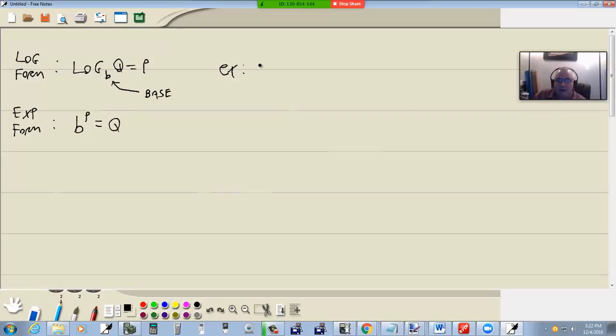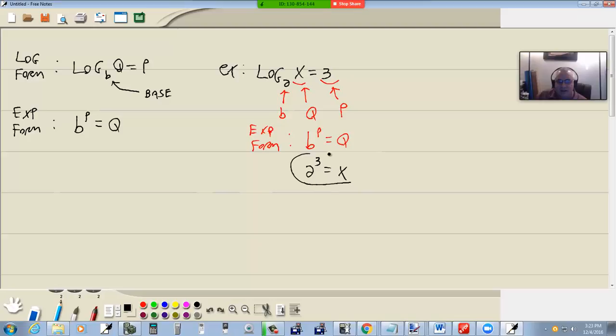Example. If you got log base 2 of x is equal to 3, well, first thing you want to do is identify your b, p, and q. b is whatever number follows your log, that's smaller and set down. And then what follows that is your q, whatever might be there. And then the other side of the equals is always your p. So our exponential form is b to the p is equal to q. So we just plug in what we identified. b was 2, p is 3, and q is x. So that'd be our answer.